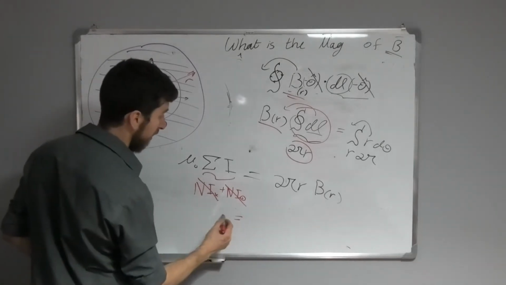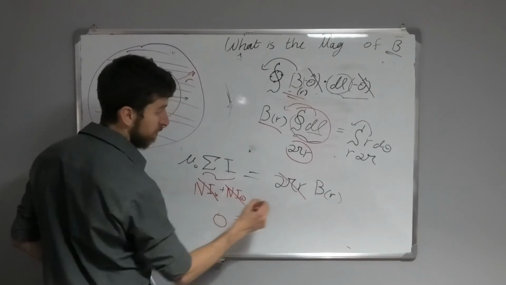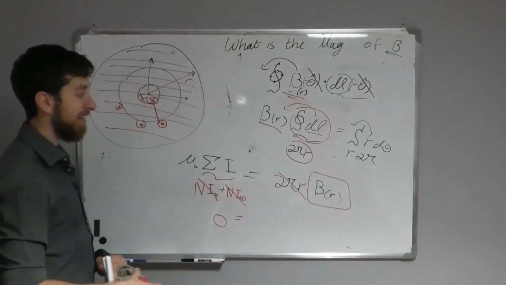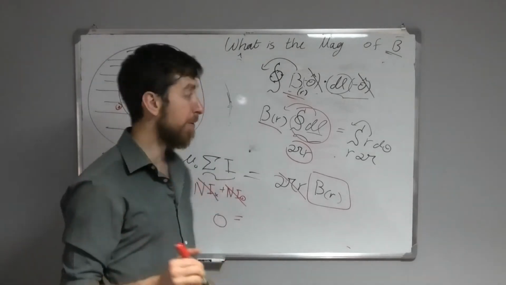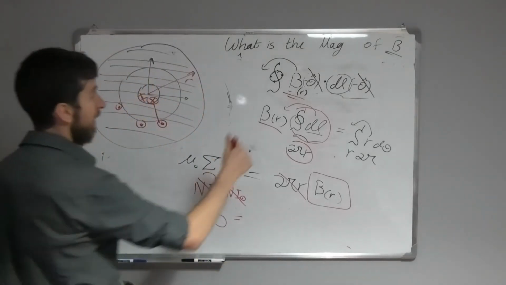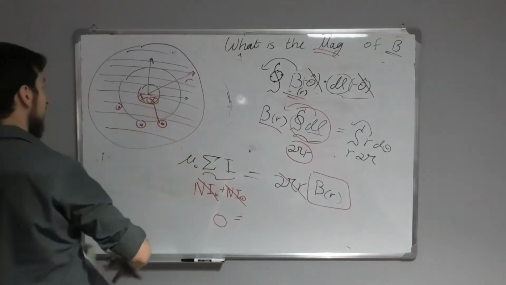So it's clear that this one is equal to 0, I can divide by this constant, and I get that the magnetic field outside of the toroid is actually equal to 0. Okay? Next question is, what is the magnitude inside the hole?